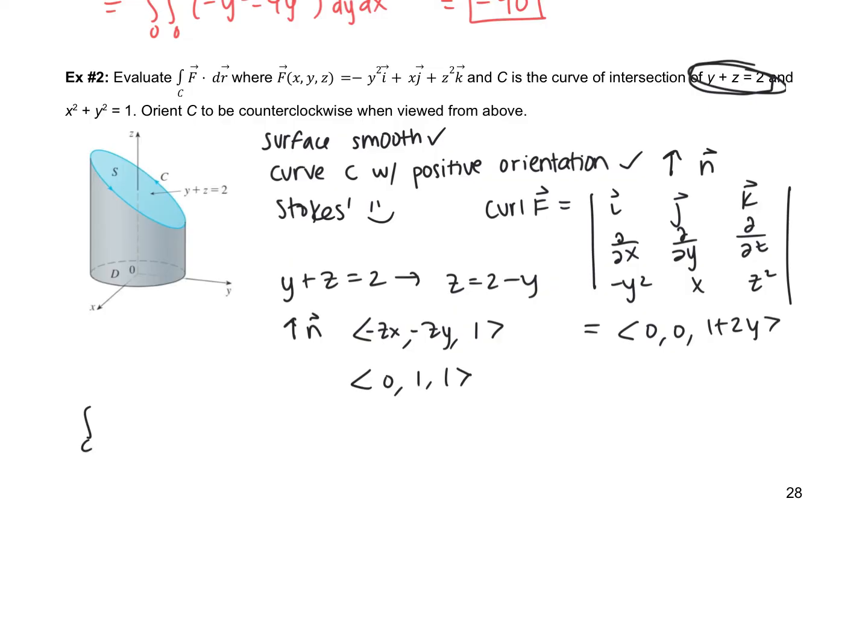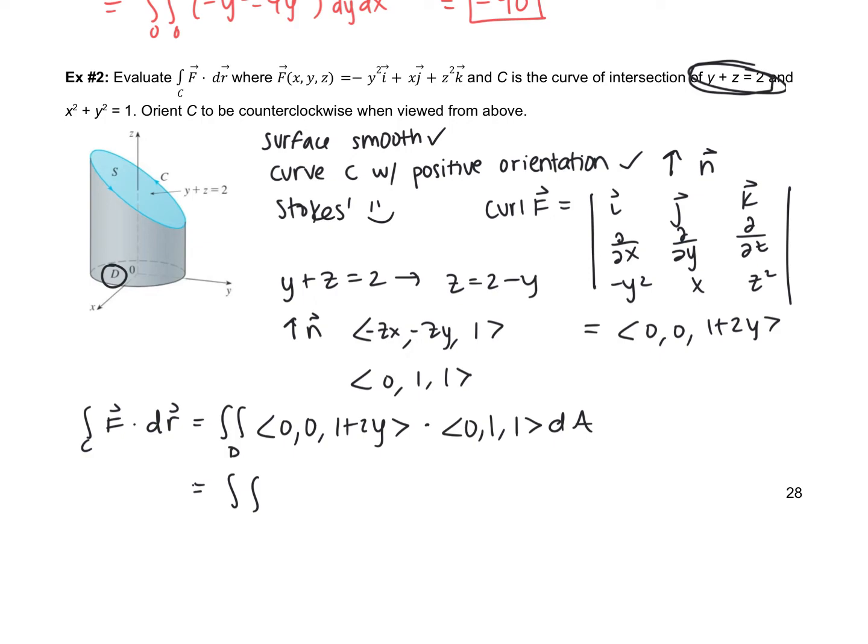Okay, so now the line integral of f dot dr is the double integral over the region, I'm going to use D in this case because that's what is on the figure, of 0, 0, 1 add 2y, dotted with 0, 1, 1 dA. So this becomes the double integral of 1 add 2y dA over the region D.